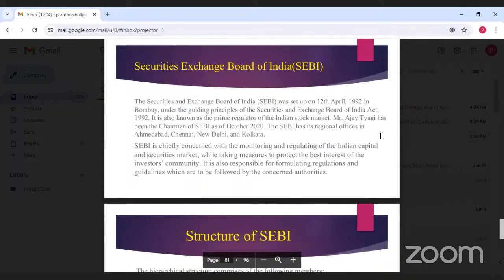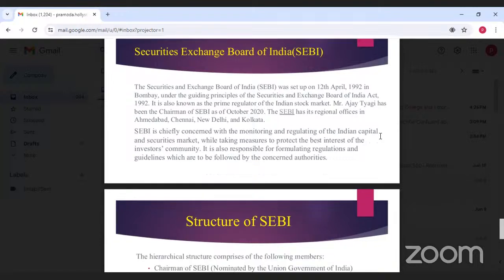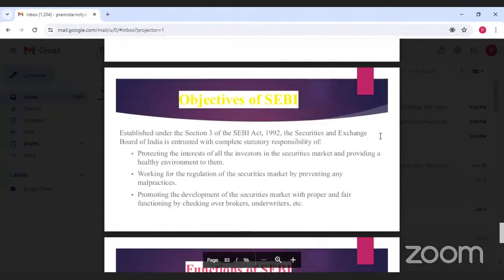And this is about the Securities and Exchange Board of India. As I said, SEBI is the regulatory body of all stock exchanges in our country. SEBI was set up on 12th April 1992 under the SEBI Act of 1992. Its basic functions are how it is going to work. What are the objectives of SEBI? To protect the interest of investors. All the investors who come to the stock exchange to buy and sell securities, see to it that they trade securities in a fair manner without involving any kind of fraudulent activities or malpractice.